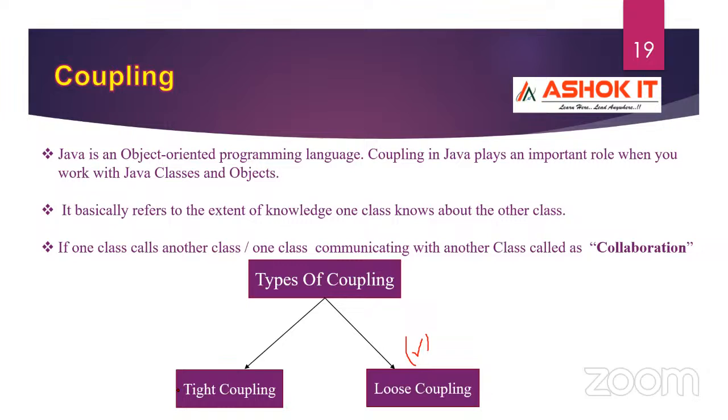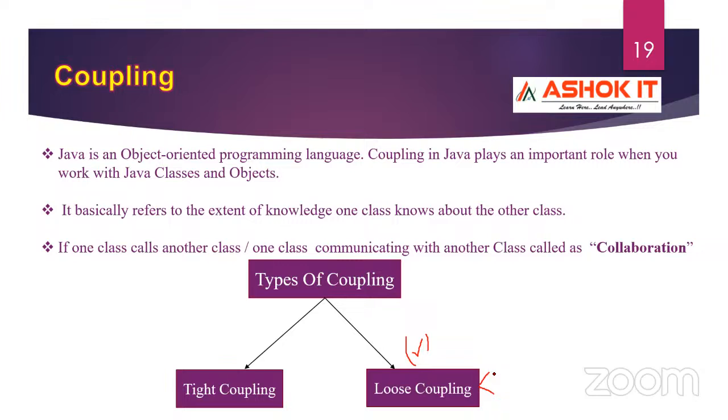Spring always supports loose coupling only. Spring doesn't support the tight coupling concept. Spring always supports loose coupling, guys. So we can get loose coupling between the Java objects in two techniques.